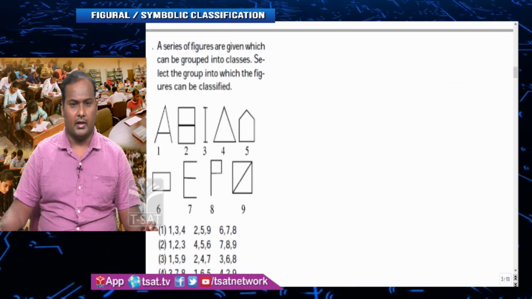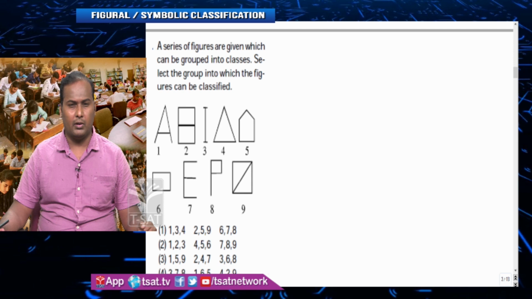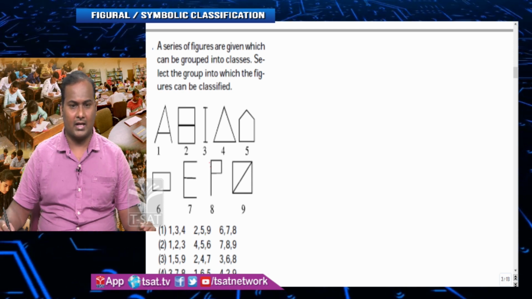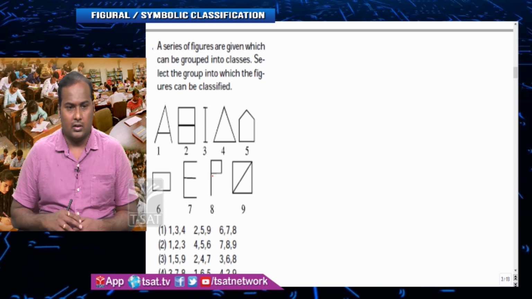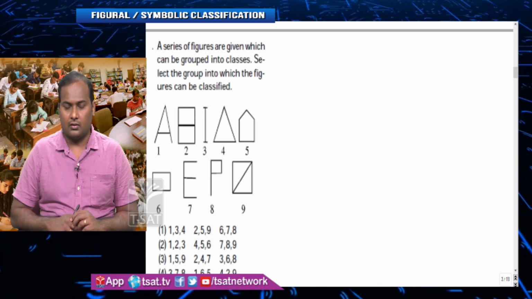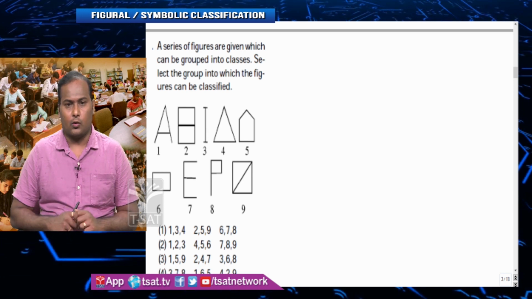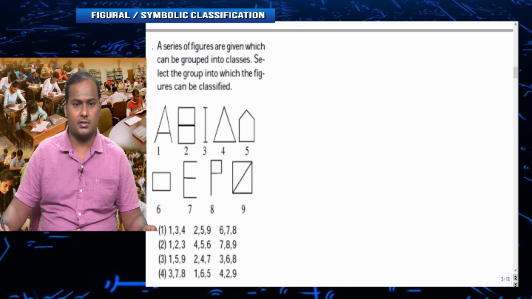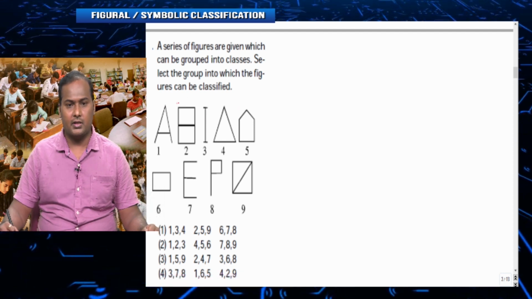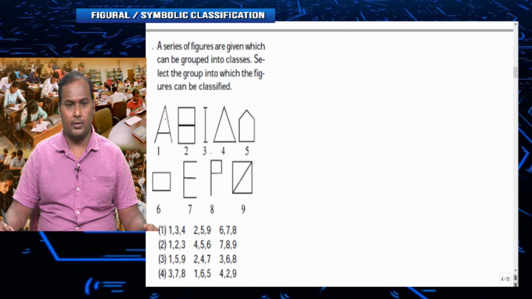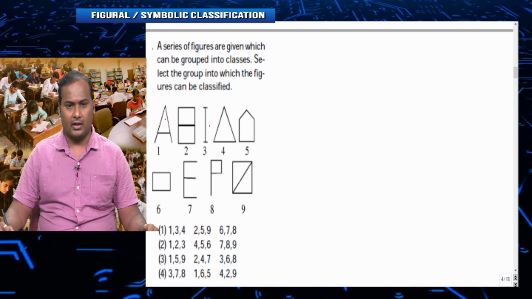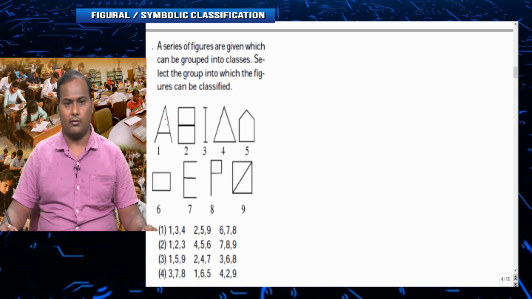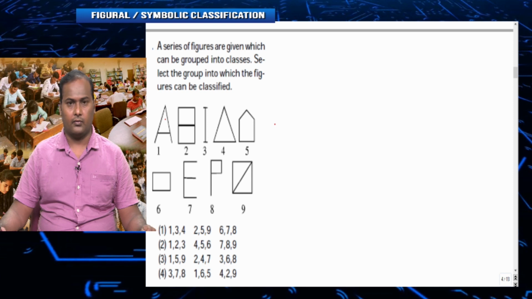In this question, a series of figures are given which can be grouped into classes. Select the group into which the figures can be classified. If you see here, it looks like different lines. The moment you see this question, what you need to identify is that he's asking based on lines, because there is no other thing. There appear symbols like A, E, P, I, but many letters are repeating, so I can't take letters. So directly I will go based upon the character of lines.